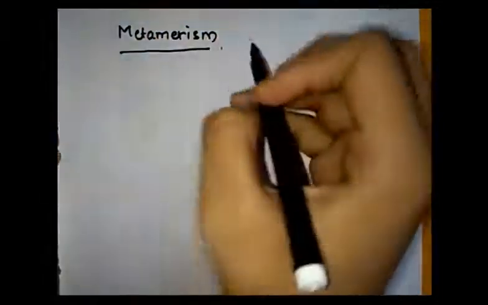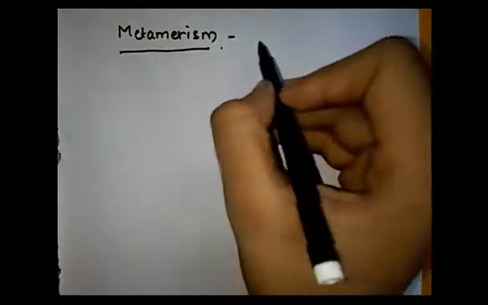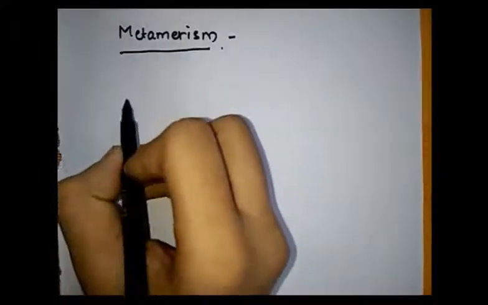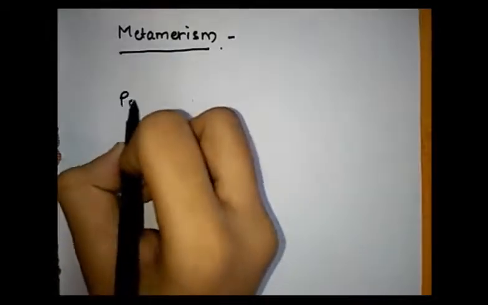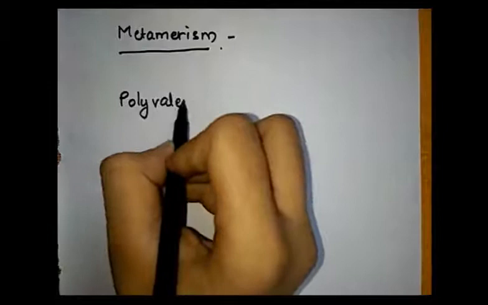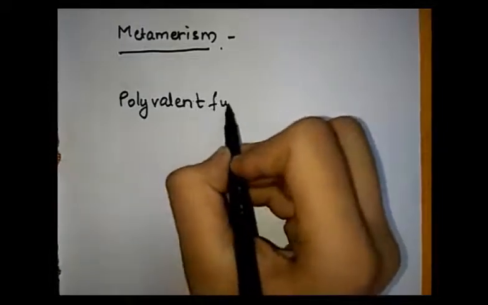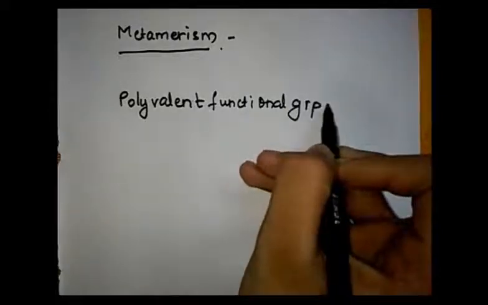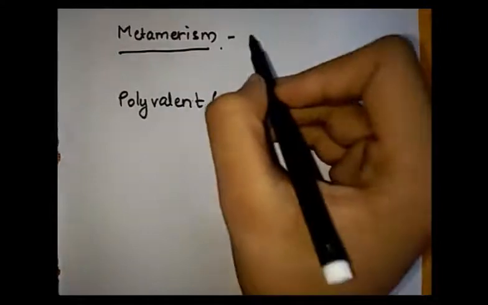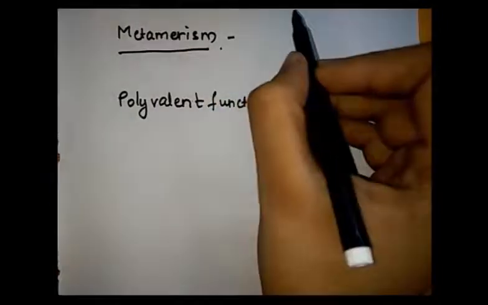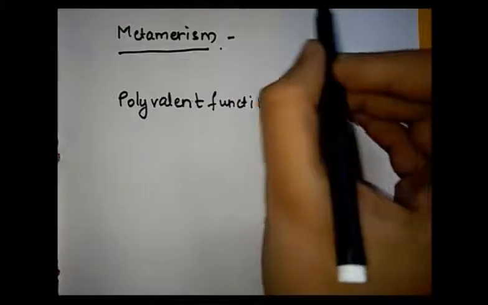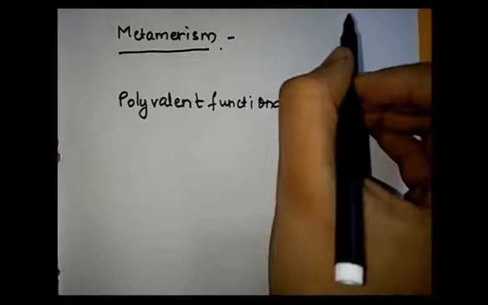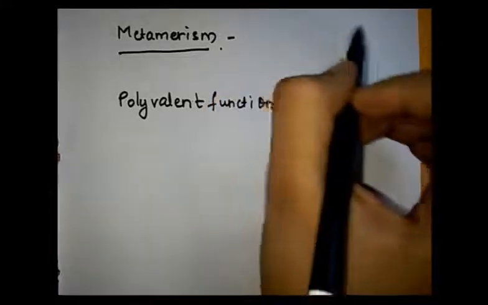What is metamerism? This metamerism is related to the polyvalent functional groups. So we'll write the definition here. The isomers which show different properties due to presence of different alkyl groups attached to the polyvalent functional groups is called metamerism.